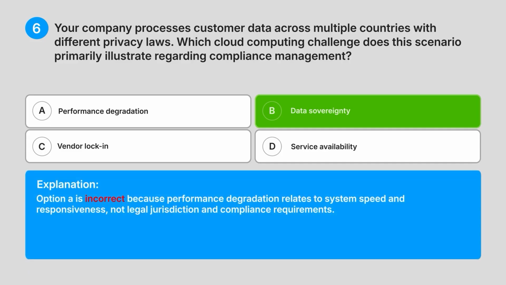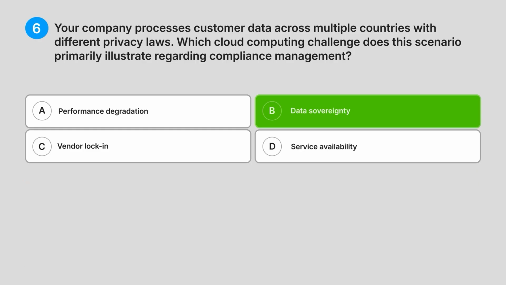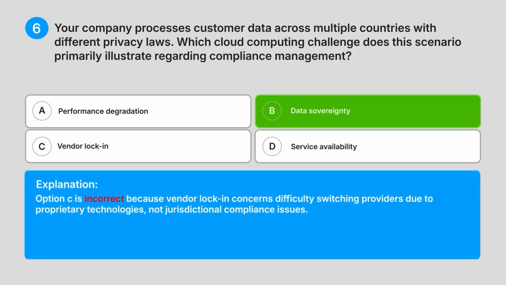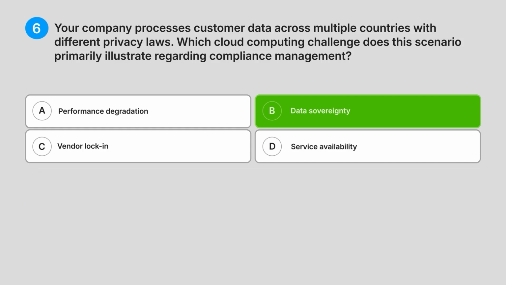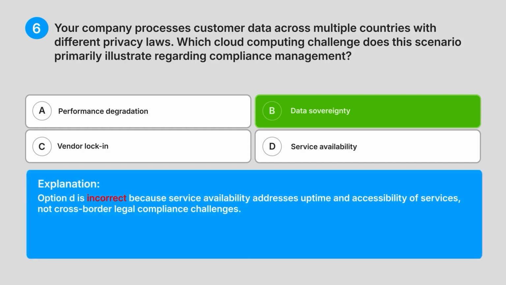Option A is incorrect because performance degradation relates to system speed and responsiveness, not legal jurisdiction and compliance requirements. Option C is incorrect because vendor lock-in concerns difficulty switching providers due to proprietary technologies, not jurisdictional compliance issues. Option D is incorrect because service availability addresses uptime and accessibility of services, not cross-border legal compliance challenges.